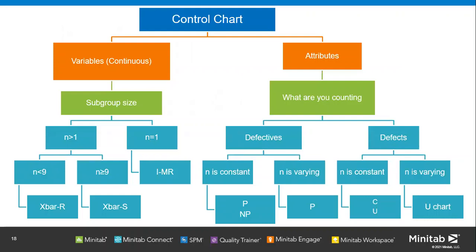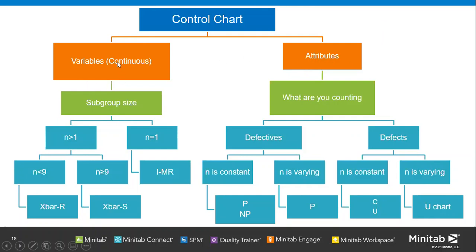Okay, because if you Google the types of control charts, we have a lot of types of control chart. But the basic ones, we try to group them into variables or continuous, and then attribute.